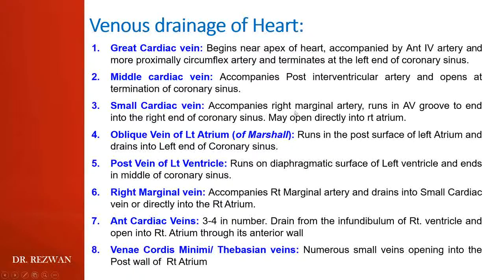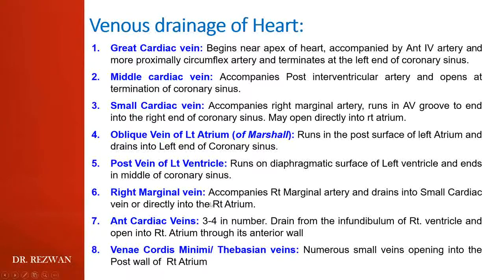The small cardiac vein accompanies the right marginal artery, runs in the atrioventricular groove to end in the right end of the coronary sinus. Sometimes the small cardiac vein can open directly into the right atrium. Then the oblique vein of the left atrium, of Marshall, runs on the posterior surface of the left atrium and drains into the left end of the coronary sinus. The posterior vein of the left ventricle runs on the diaphragmatic surface of the left ventricle and ends in the middle of the coronary sinus.